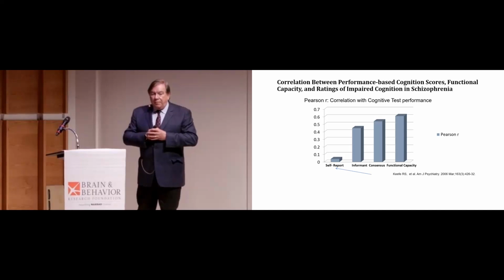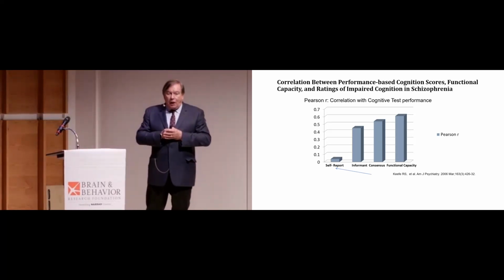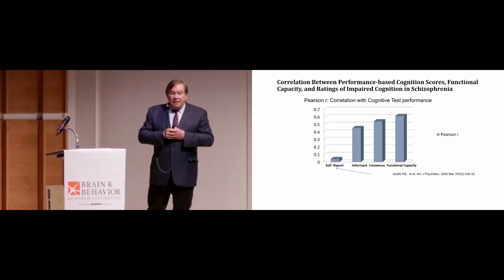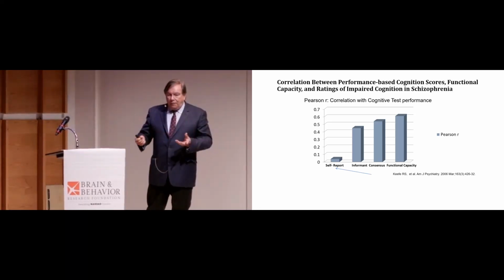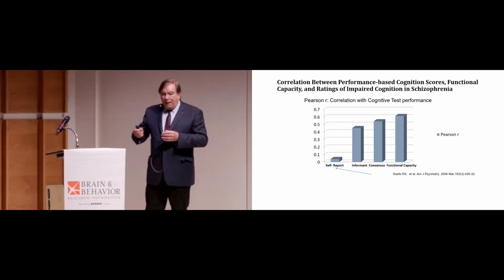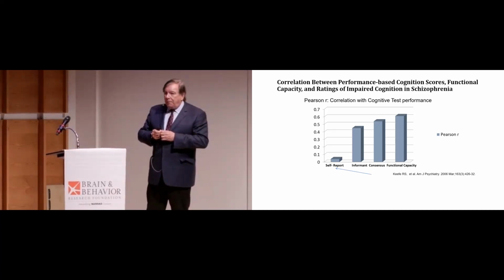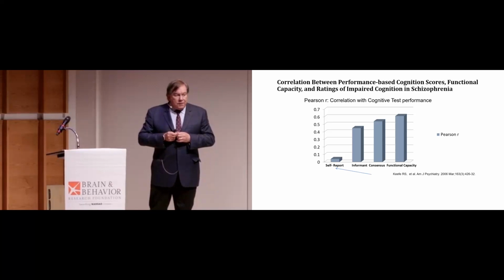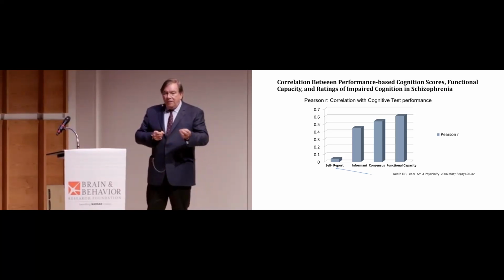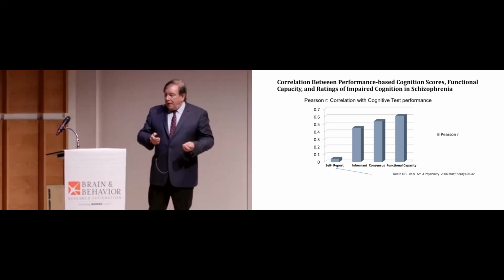So let me give you some examples. In this study that I did with Rich Keefe, we developed a self-reported informant rating scale to evaluate neurocognitive performance and related the ability of patients and informants who knew them to generate ratings that correlated with neuropsychological test performance. Informants can generate ratings of patients' cognitive impairment that are nicely correlated with the patient's performance, but the patient's self-reports of cognition correlate zero with their performance. Not negatively, not positively, but zero on average.